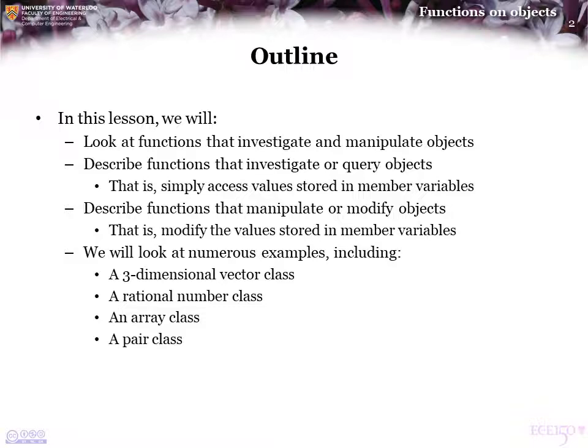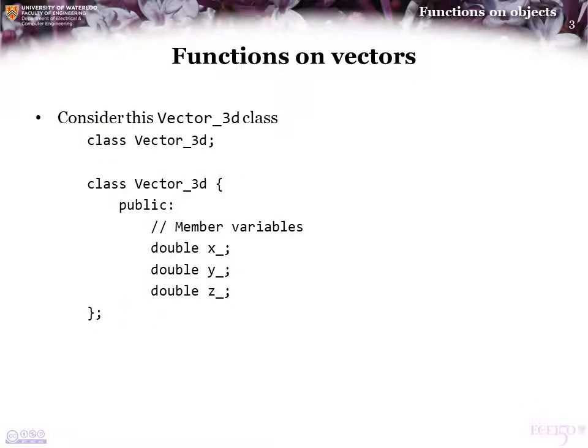We are going to look at a number of examples, including a three-dimensional vector class, a rational number class, an array class, and a pair class. So let's consider this 3D vector class. We have three member variables, x, y, and z, and we suffix each member variable with an underscore. Recall that reserved words or reserved identifiers begin with an underscore or contain two underscores.